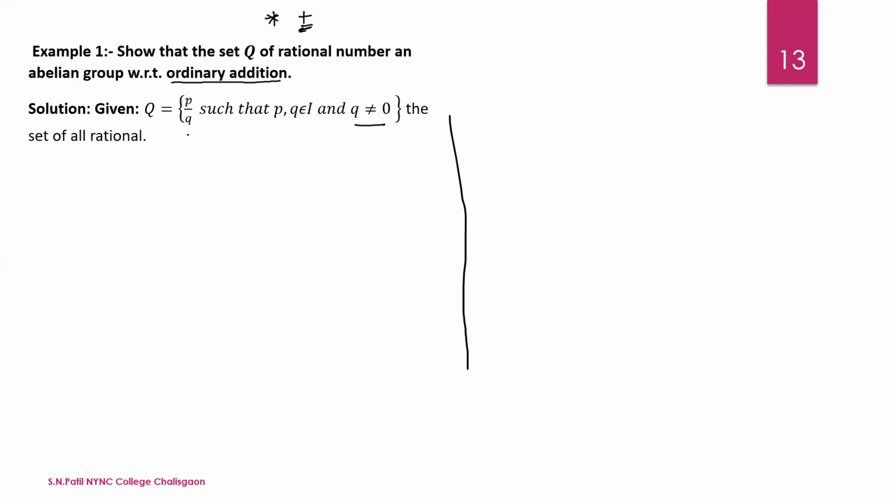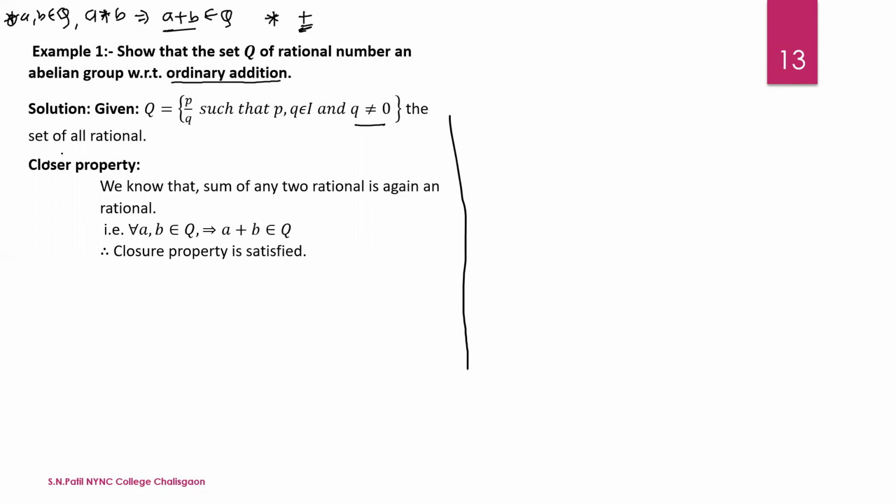Now the first property is the closure property. Take any two elements in the set of rational numbers and take the addition. The star is addition, that is, A star B means A plus B belongs to Q. Take any two elements in the set of rational numbers, and we know that the sum of two rational numbers is rational. That is, the first property is satisfied.